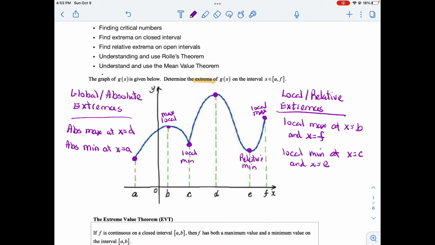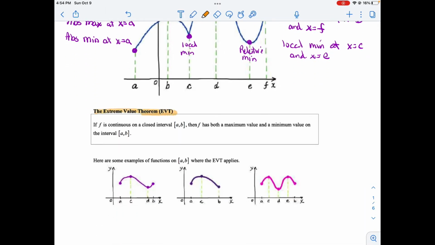Now that we know what our extremas are, we can address our first theorem of the day, which is the extreme value theorem. This doesn't help us find where the extremas are, it just guarantees that there is an extreme or absolute maximum or absolute minimum on our graph. So if a function is continuous on a closed interval from A to B, then it will have both a maximum value and a minimum value on the interval from A to B. Basically, the extreme value theorem says if you have a continuous function on a closed interval, you're guaranteed to have both an absolute maximum and an absolute minimum. You might have more than one, but you're guaranteed to have one.